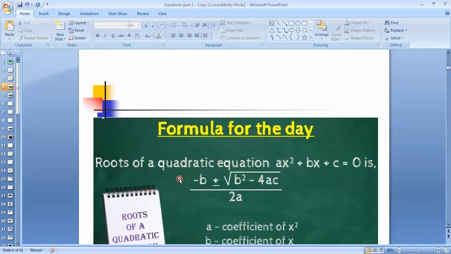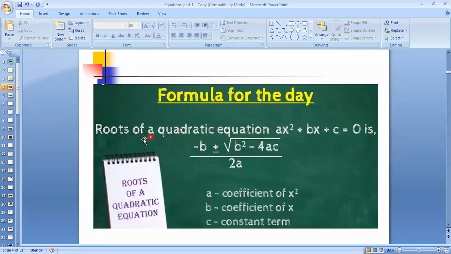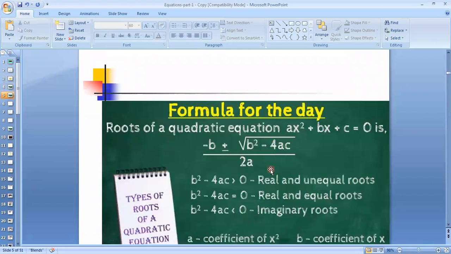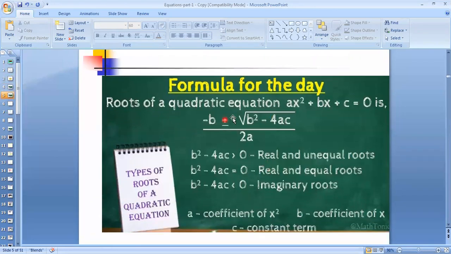Suppose the roots of the quadratic equation are given by the formula minus b plus minus square root of b square minus 4ac, divided by twice a. We must know what a equals: the coefficient of x square, and b is the coefficient of x, and c is the constant term, as we have known earlier. So now these are the roots of the equation. Here b square minus 4ac is the discriminant, remember it.